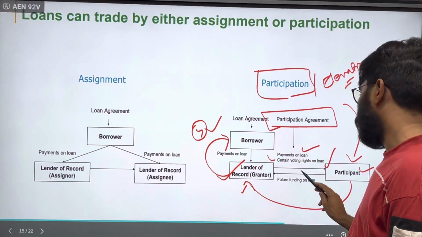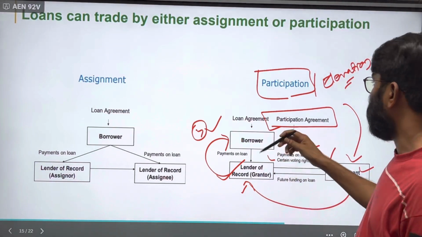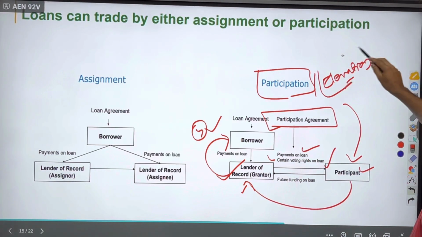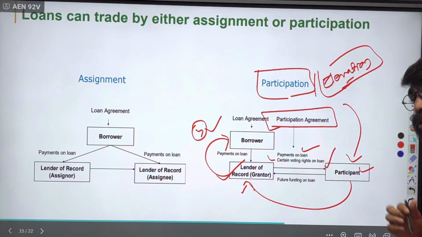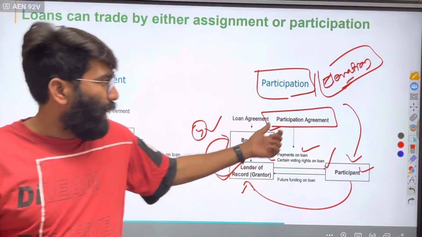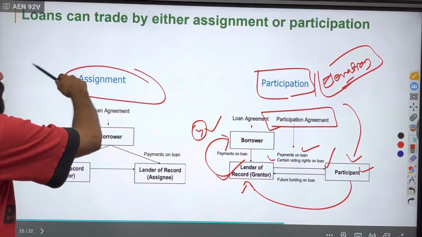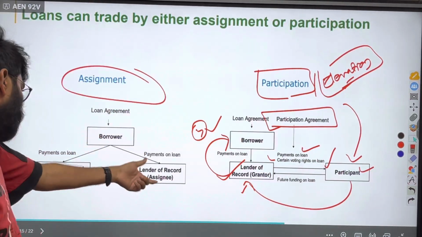So here probably it would be existing loans where they hold the participation rights, and if they want to continue with the loans, then that process we call elevation. Elevation means the participants want to continue with the loans. That process we call elevation. So you would see that in practical terms as well. And here assignment means it's a new loan, where the borrower will sign the contract with both.